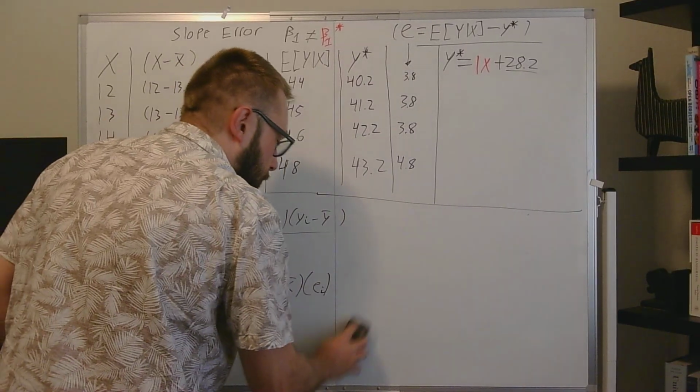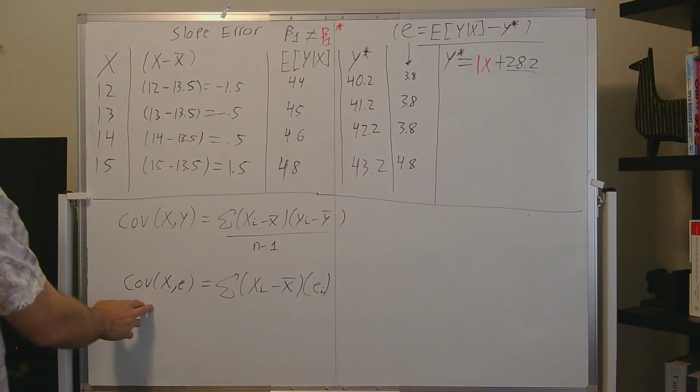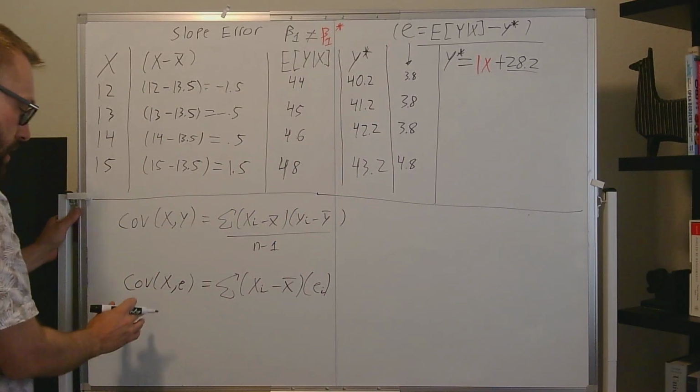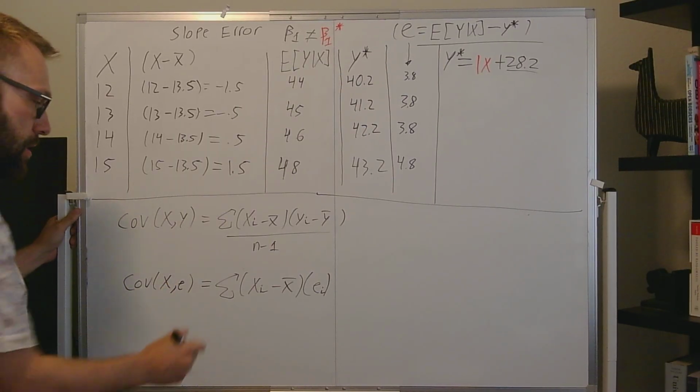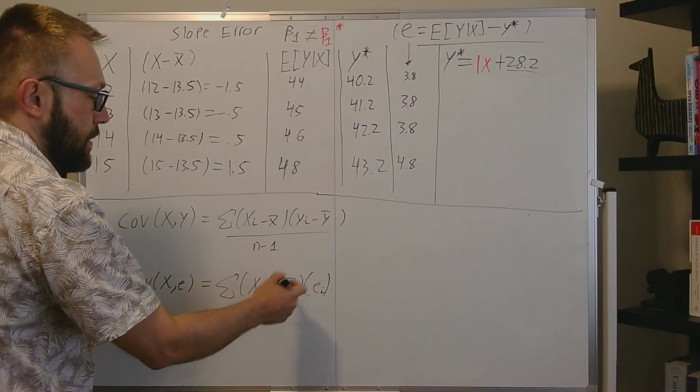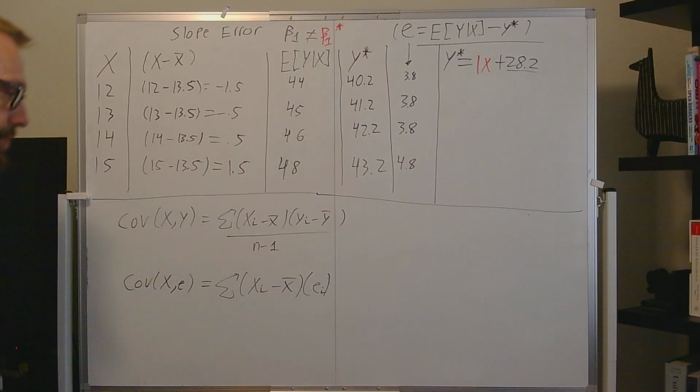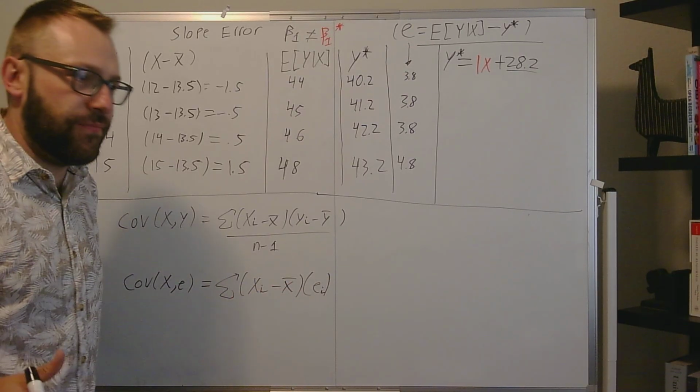So a couple of ways in which we are reduced to this terminology when we say the covariance of x and e, where e is the error term, we just end up with the summation of xi minus x bar times ei. So hopefully you've found that useful.